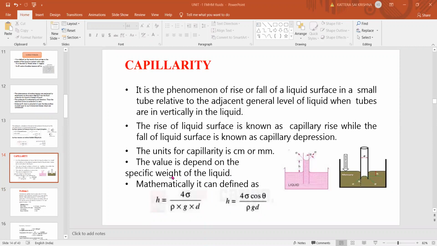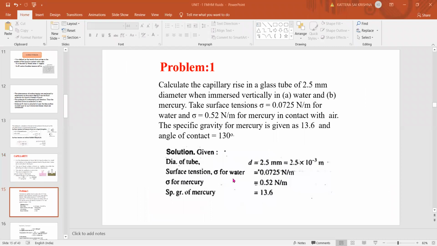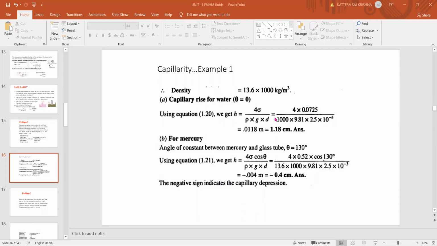First write the formula for water, nothing but for capillary rise, H equal to 4 sigma by rho GD. So we'll get the H value in meters. You can check, for capillary rise, theta is automatically 0. No need to remember this also. Directly we have the formula H equal to 4 sigma by rho GD.